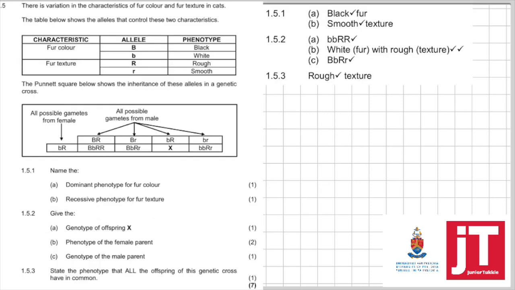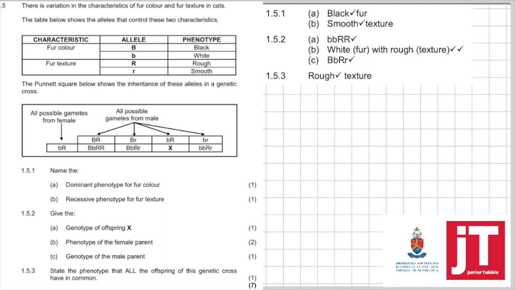Right. 1.5. There is variation in the characteristics of fur color and fur texture in cats. The table below shows the alleles that control these two characteristics. So here we have the characteristic, allele, phenotype. Fur color, big B, is black. Fur color, small b, white. Fur texture, big R, rough. Fur texture, small r, smooth.